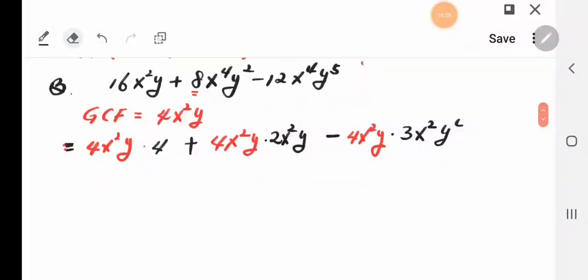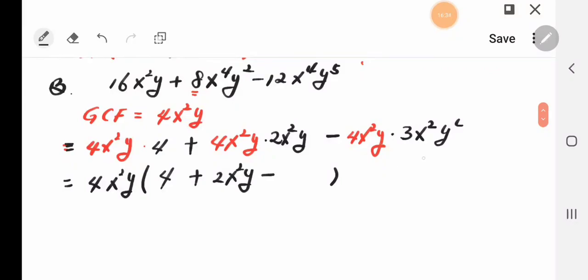Let me erase this. So this is equal to, now factor out 4x squared y, because that is the greatest common factor, and then put parentheses. So we're going to put 3 terms. The first term will be the leftover from the first term, so that will be 4, plus 4x squared y went out, so 2x squared y is the leftover, and then minus 4x squared y went out, so 3x squared y to the 4th power is the leftover. So this is the factored form.